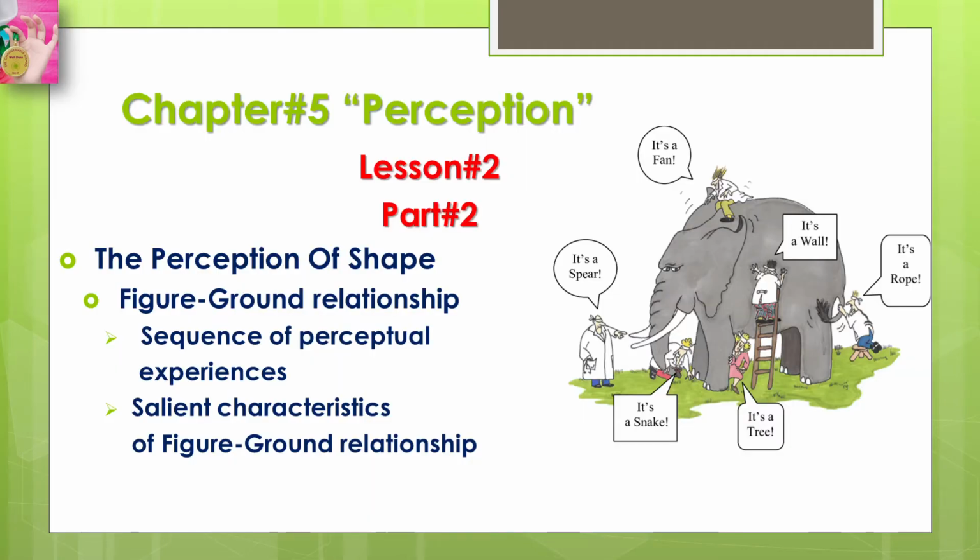Okay, last time in lesson 2 of chapter 5, which was about perception, we started the topic of the perception of shape, in which we discussed the figure-ground relationship, and after that we discussed the sequence of perceptual experiences, and then the salient characteristics of the figure-ground relationship.